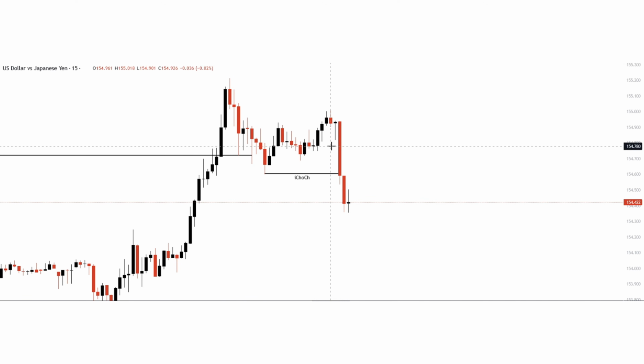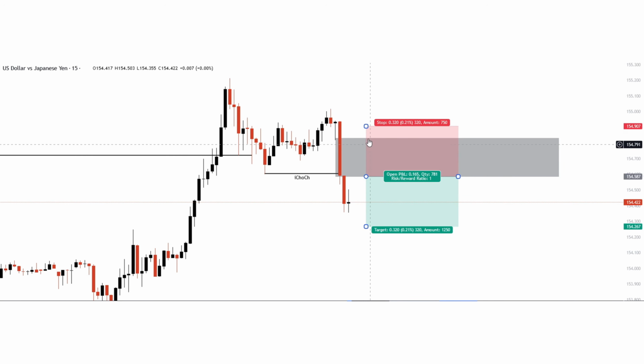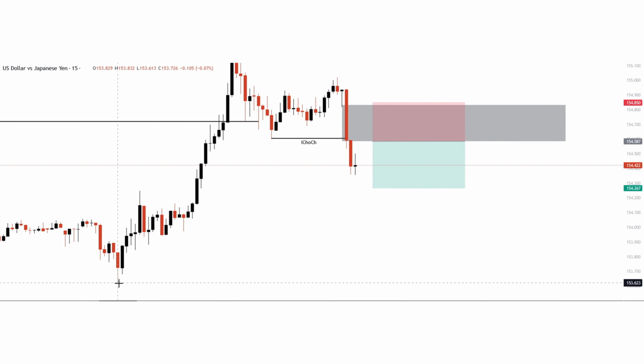And we got the market imbalance right here, in form of an inefficiency gap. The simple setup: entry at the bottom of the zone, stop loss above the zone, take profit below a high time frame swing low.